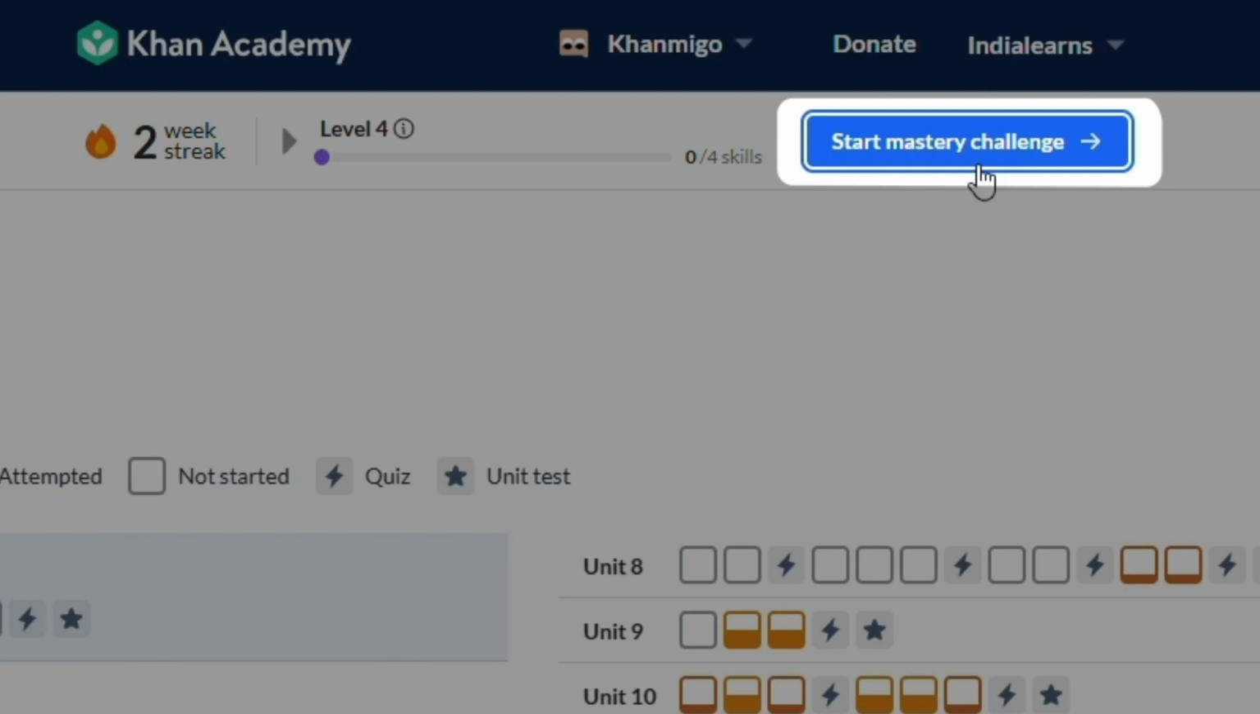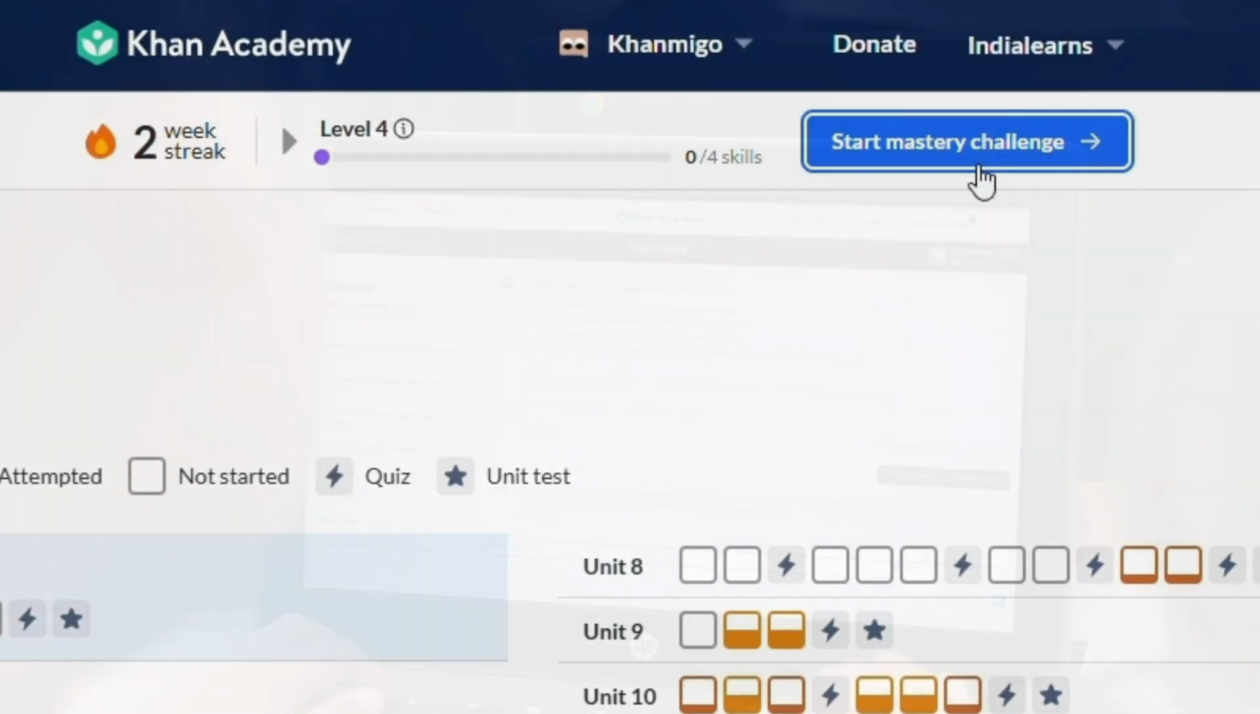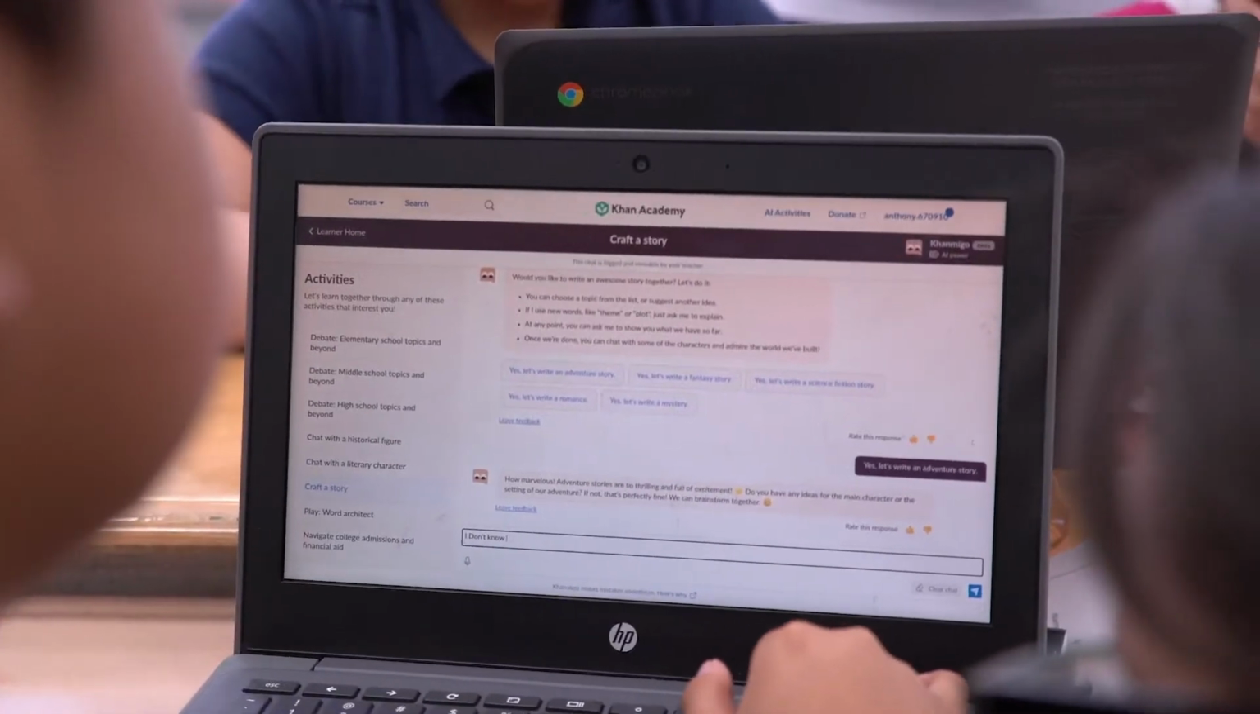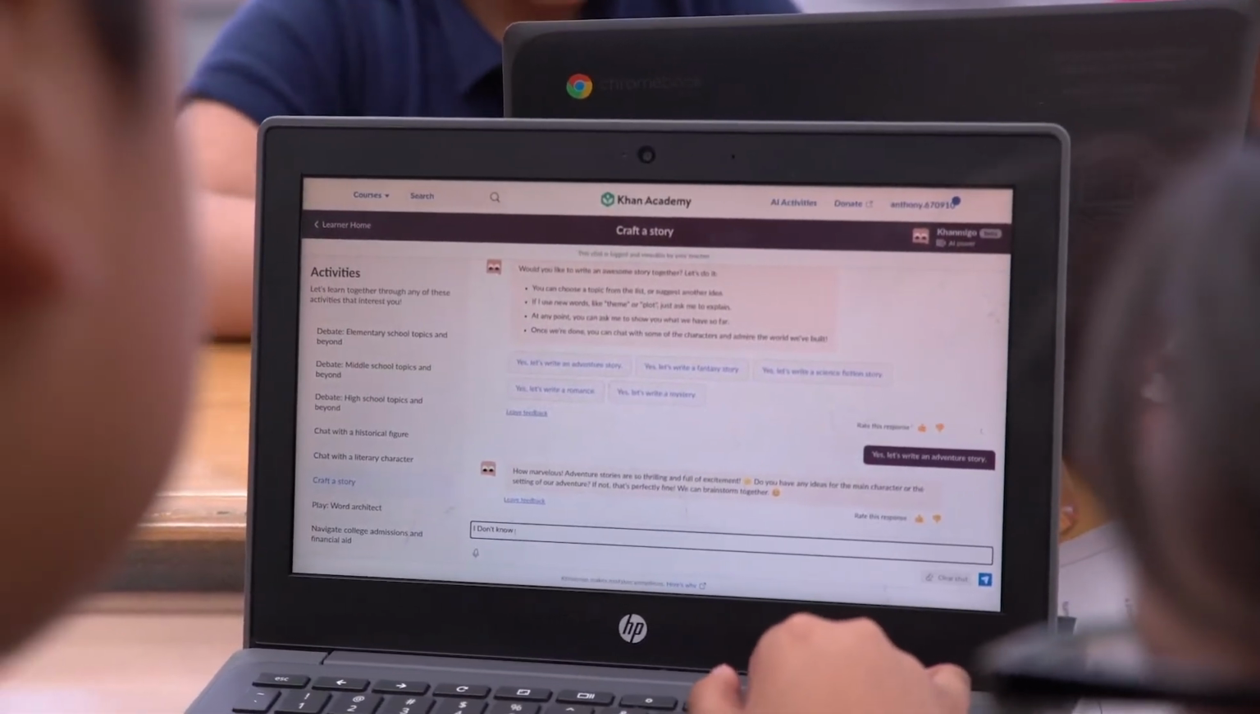Mastery isn't easy, and that's the point. It's designed to make sure you truly understand the lesson. So tackle those challenges, track your progress, and watch those points stack up.